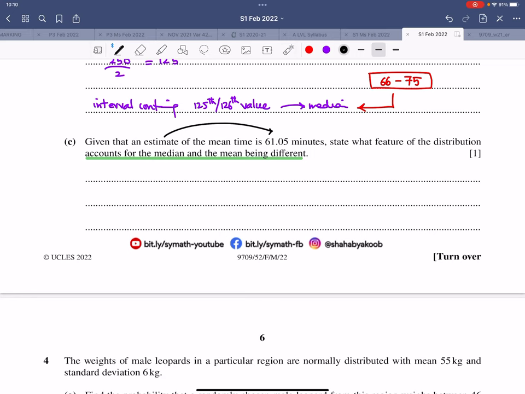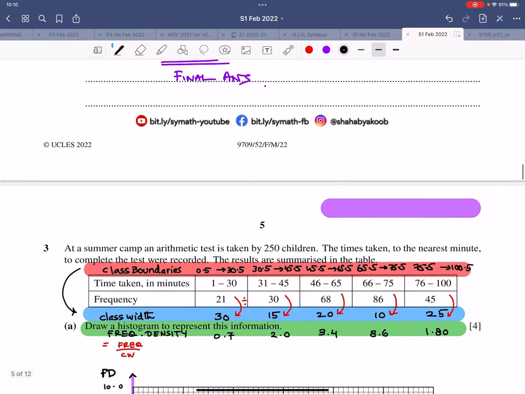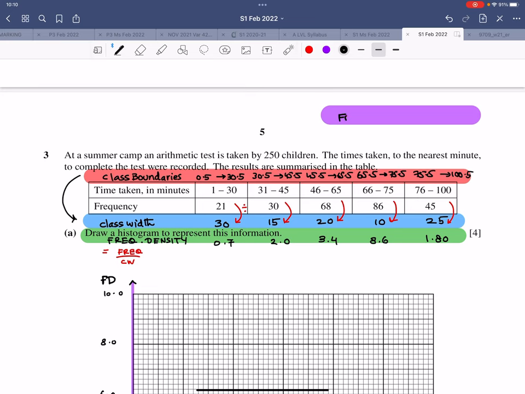Remember, mean equals median in any distribution which is symmetrical, such as the normal distribution. That means for a symmetrical distribution, mean and median should be equal. So if the mean does not equal the median, it is a non-symmetrical distribution. That is the logic that we have to apply in a very clear and concise manner. So this question was about frequency distribution and histogram and a little bit more. So question number 3 is done.